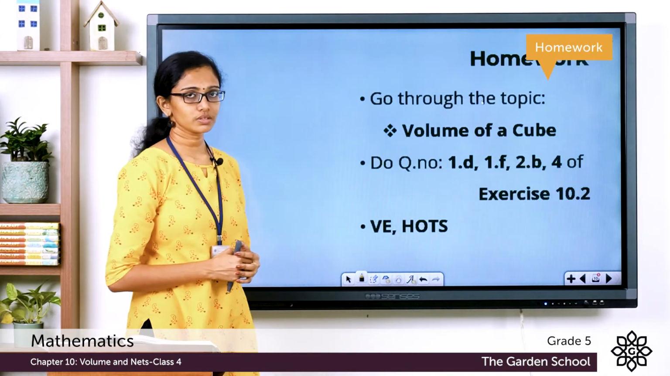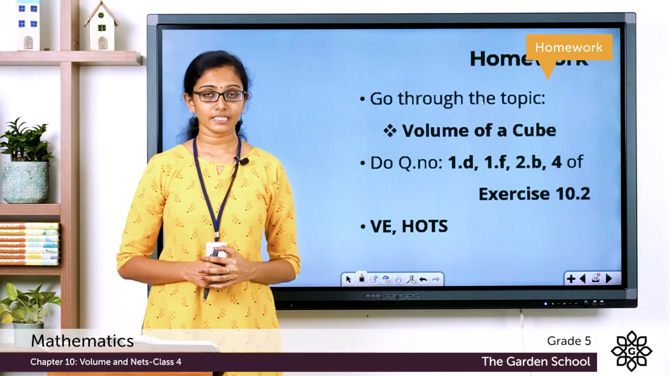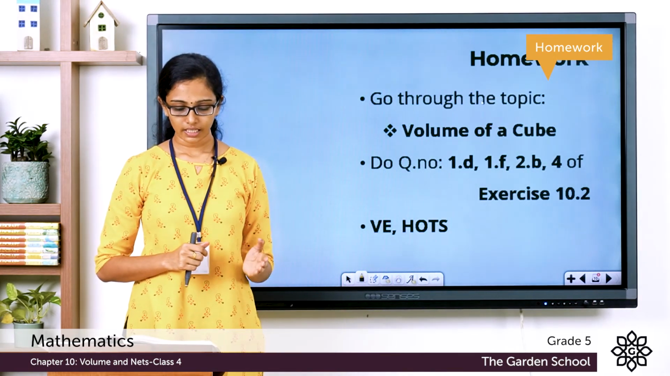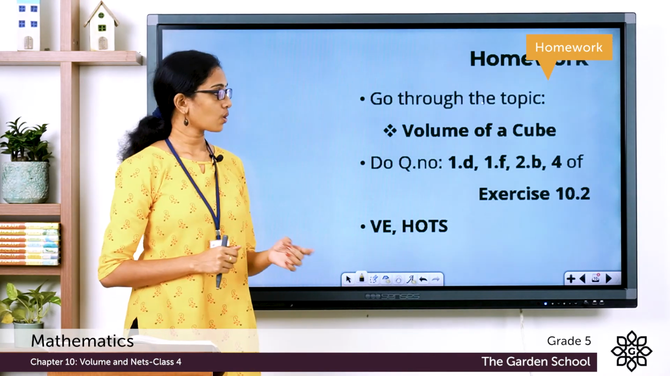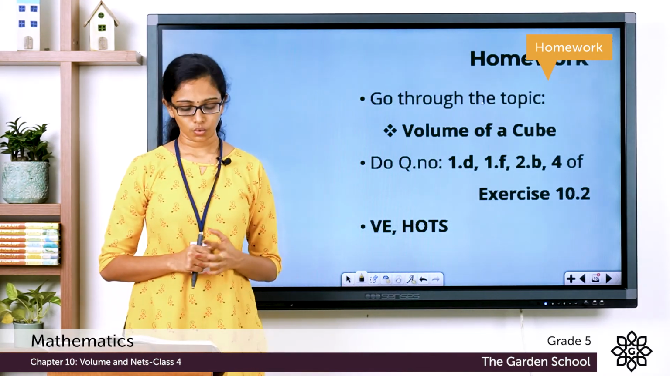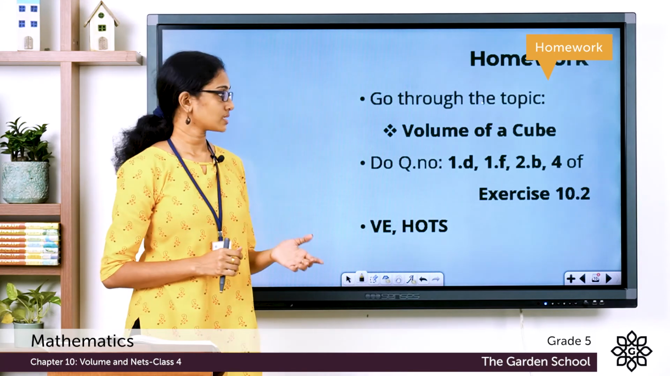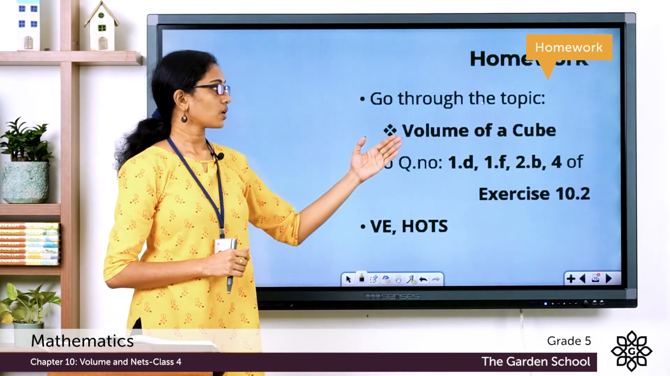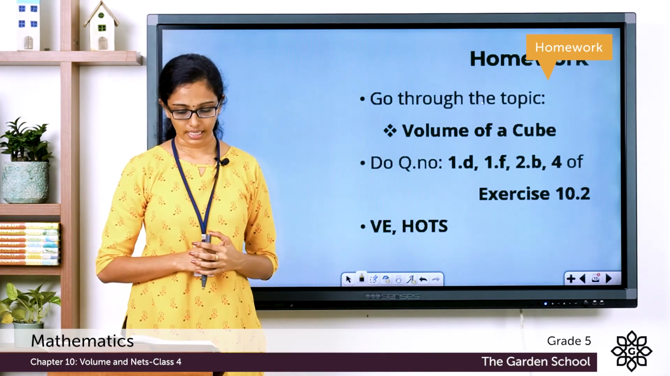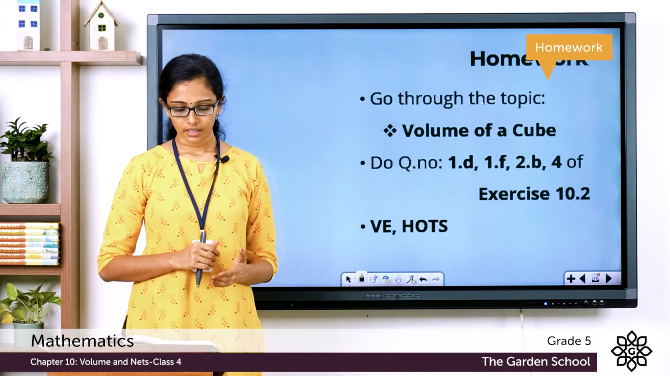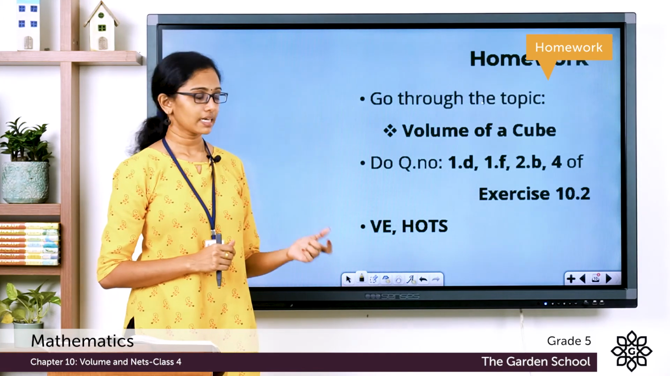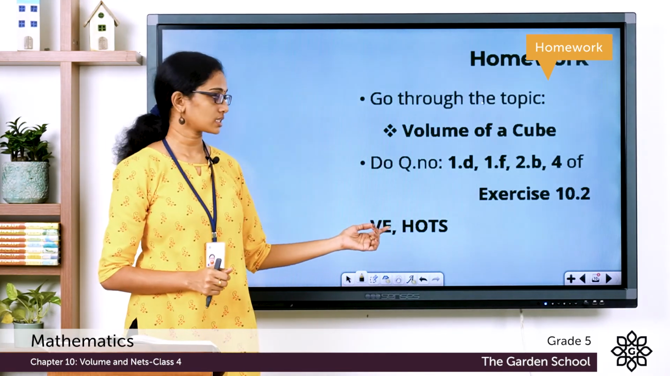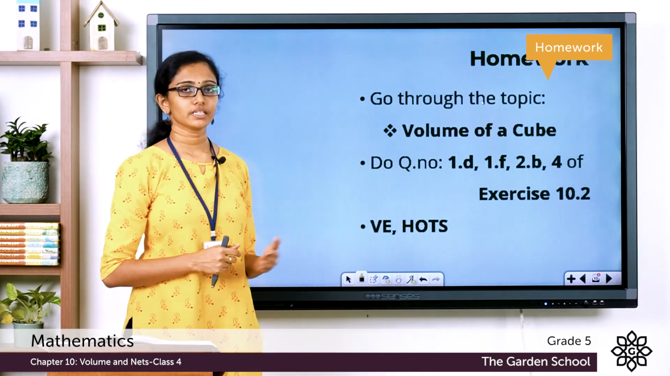Now you have to go through the topic volume of a cube in page number 156 and 157 of your textbook. Then once you have gone through it, you have to move on to exercise 10.2. You have to complete the questions, question number 1D, 1F, 2B and question number 4 from the exercise. And once you are done with that, below exercise 10.2, you can see the heading, the value education question and also the high order thinking skills question. So you have to go through the 2 activities as well.